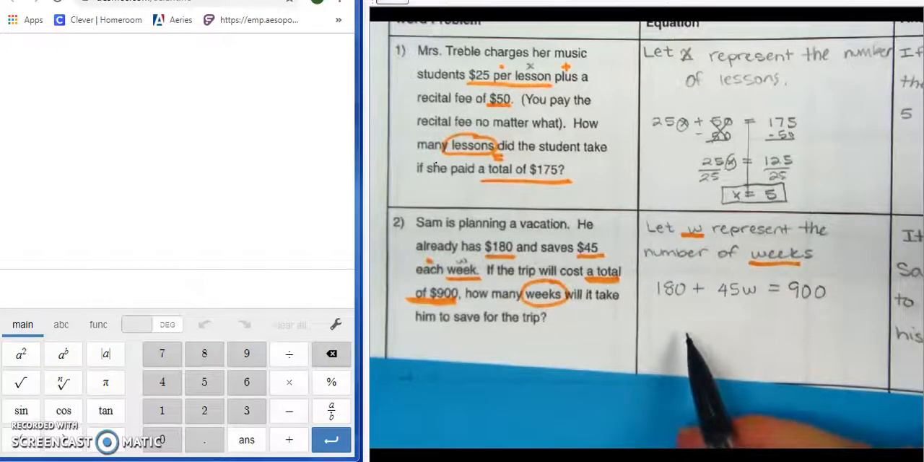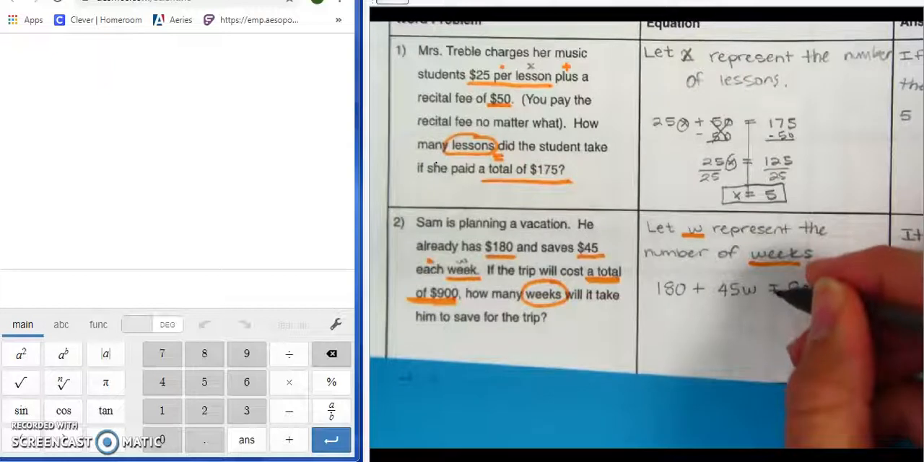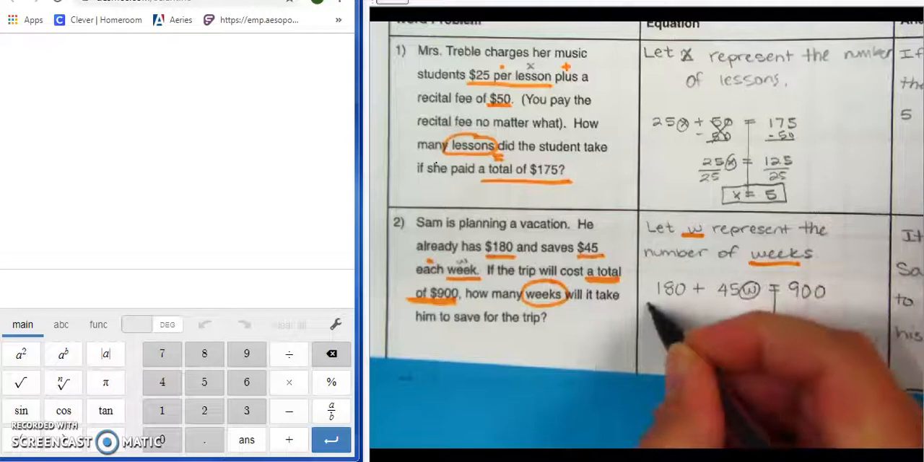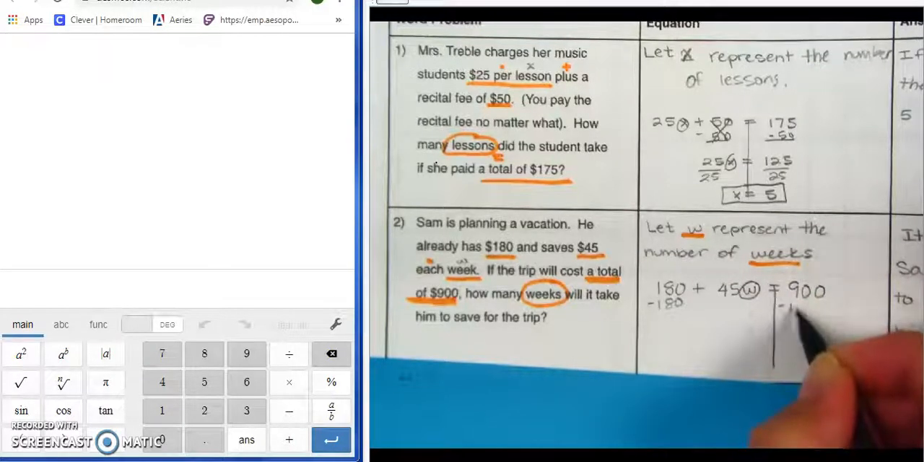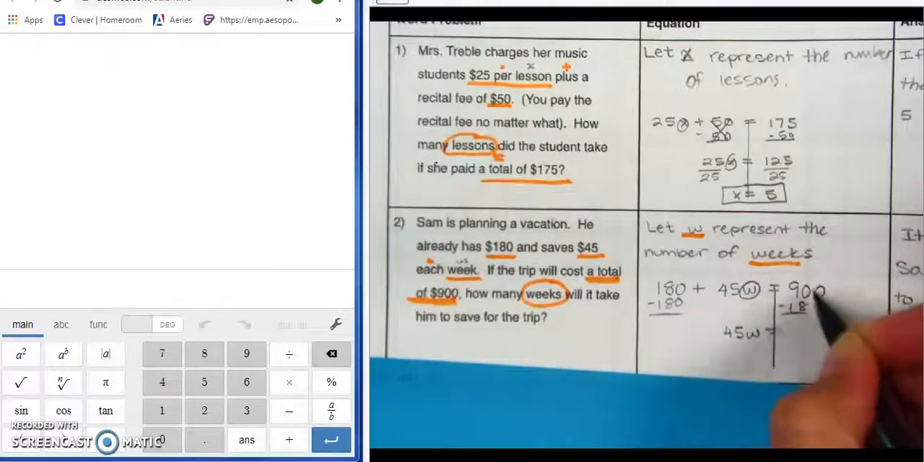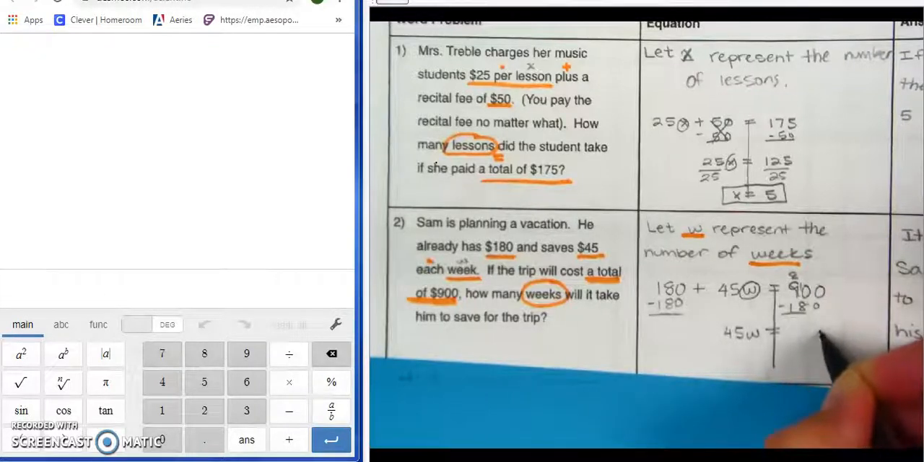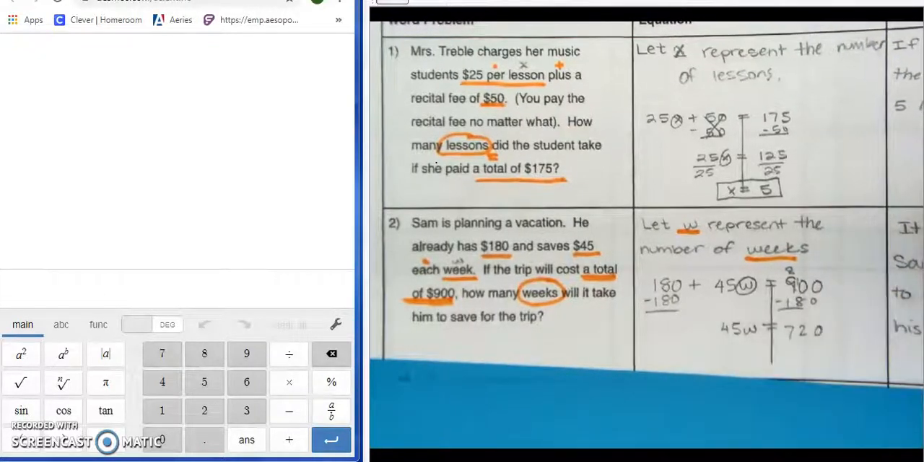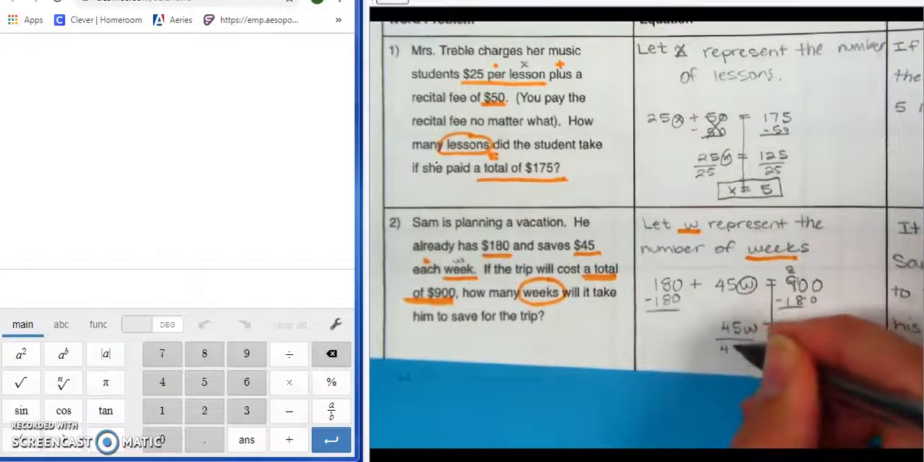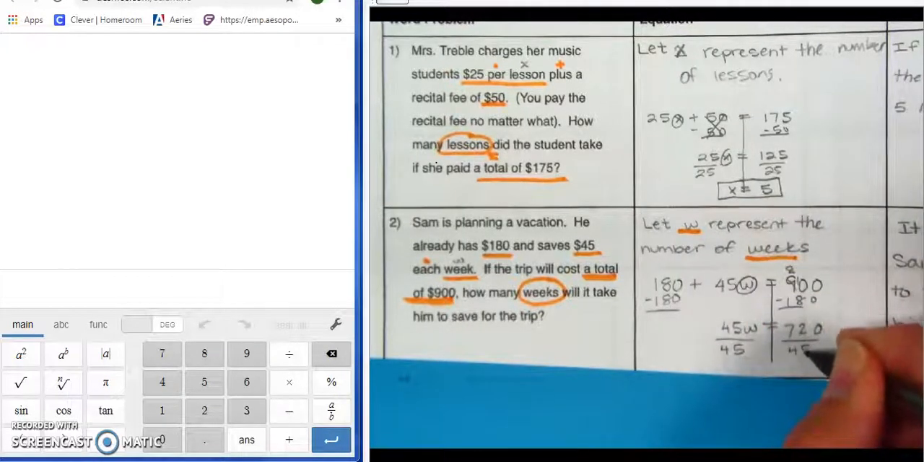That's the trickiest part. The trickiest part to word problems is setting them up and knowing what kind of answer to expect. Now it's just a matter of doing some simple two-step equations. So draw the line, circle the variable. So the first thing we get rid of is what he already had, the $180. So we subtract that out. We have 45W would equal, let's do this subtraction here. We have a 0, we have a 2, we have a 7. So we have $720 left to save. So if he saves $45 each week, that means if I divide out that 45, then I can figure out how many weeks he needs to save.